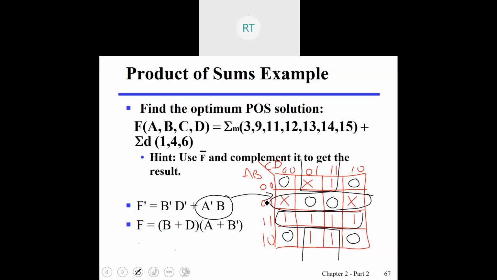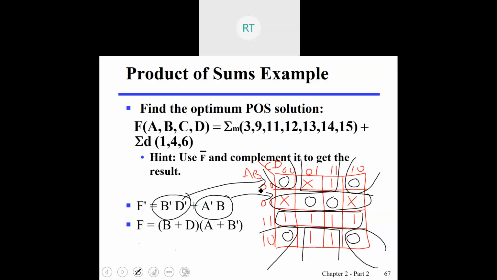Now I have 4 corners that I can take. So 1, 2, 3, and a 4. And this is going to be A changed, B did not, so it is B prime. C changed, D did not, and it is B prime D. So the 4 corners that I have are B prime, D prime.